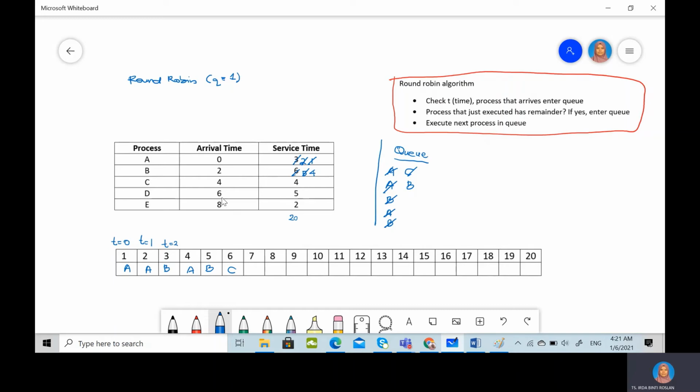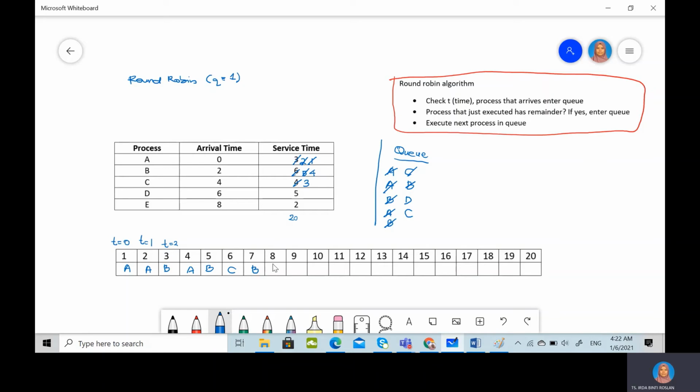At t equals 6, D has arrived. So D has arrived, put it in Q. And then C, the one that was executed just now, does it have any remainder? Yes. C has another 3 service time, so put it in Q. Okay, next. Execute the next process in Q, B.